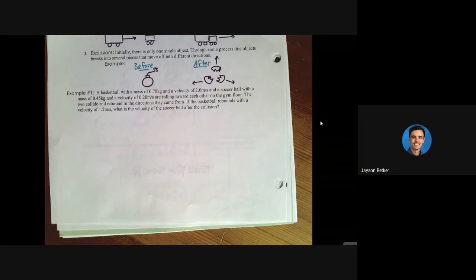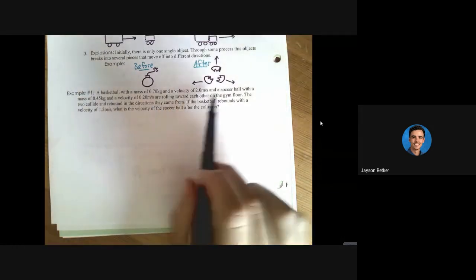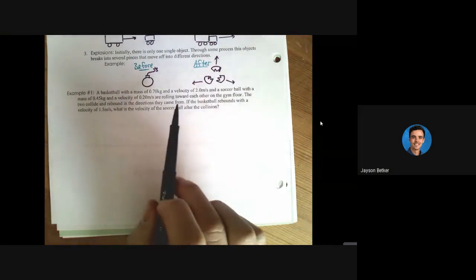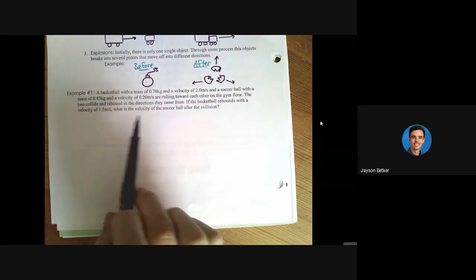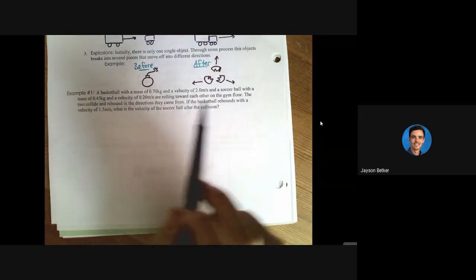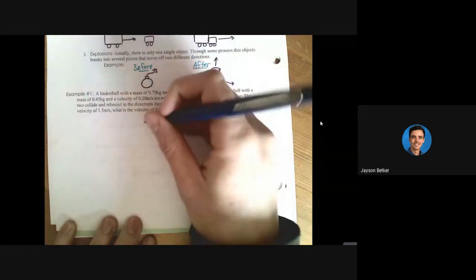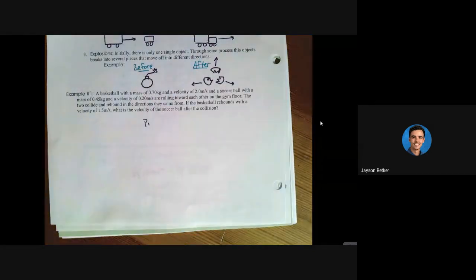So a basketball with a mass of 0.7 kilograms and a velocity of 2 meters per second, and a soccer ball with a mass of 0.4 kilograms and a velocity of 0.2 meters per second are rolling towards each other on a gym floor. The 2 objects collide and rebound in the directions that they came from. If the basketball rebounds with a velocity of 1.5 meters per second, what is the velocity of the soccer ball after the collision?